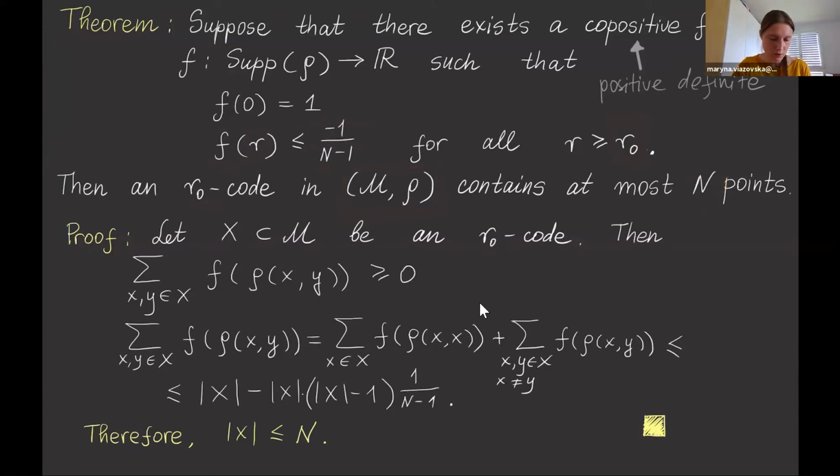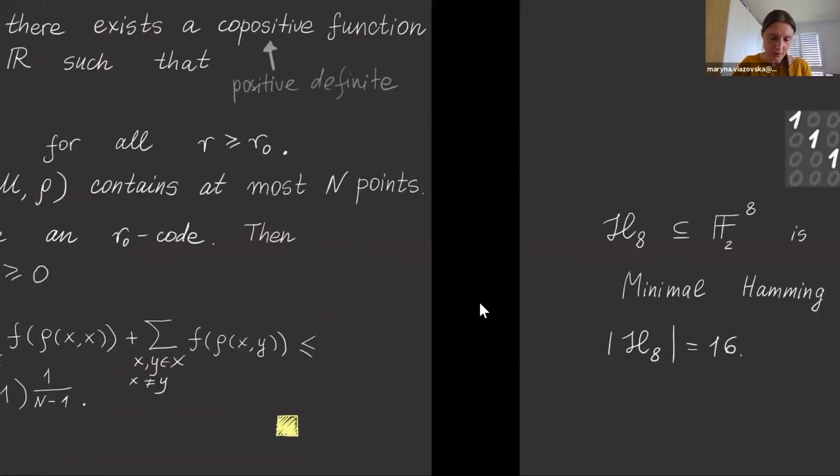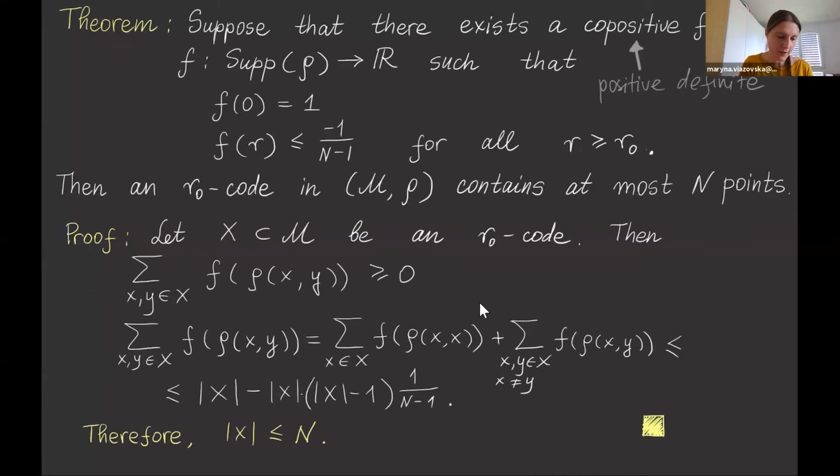And the proof is very simple. We simply have to write this double sum and estimate it from above and from below. First we estimate it from below just by using the fact that f has to be positive definite. Then we estimate it from above by using these two conditions and the fact that we assume that X was an r0 code. By comparing these two estimates, we see that the r0 code can contain at most capital N points. This very simple principle is actually our blueprint for the proof of all the optimality results mentioned before. So now the trick becomes to find a suitable function f. This becomes the difficult part.